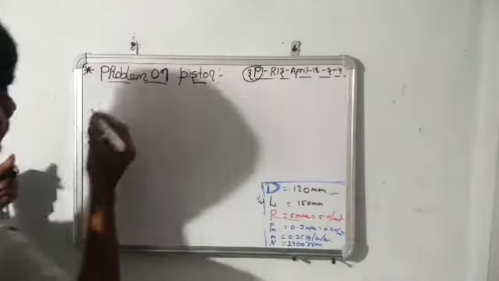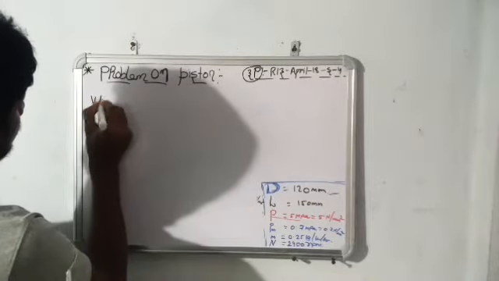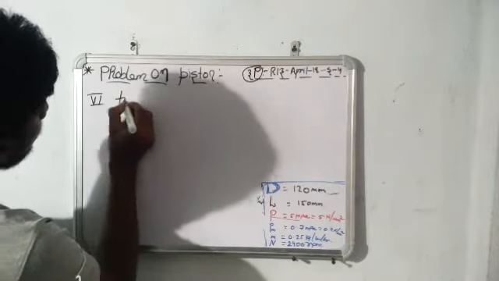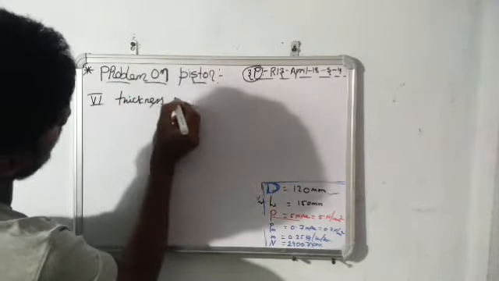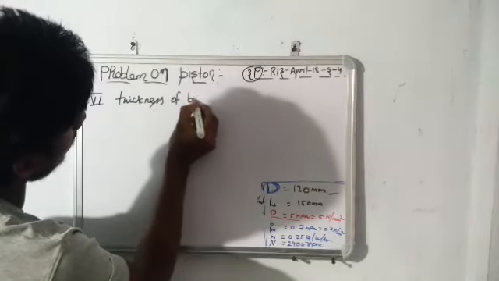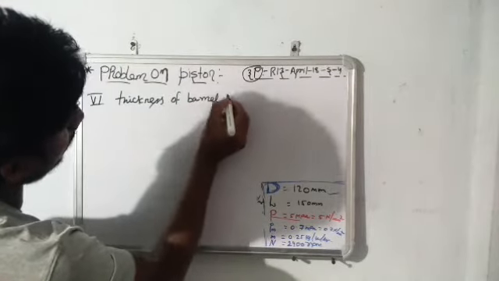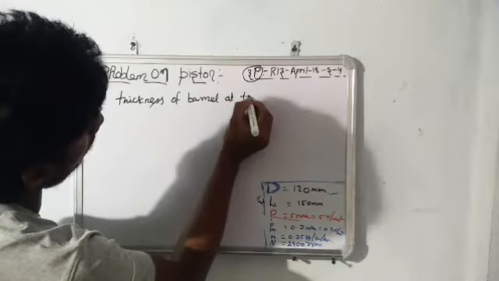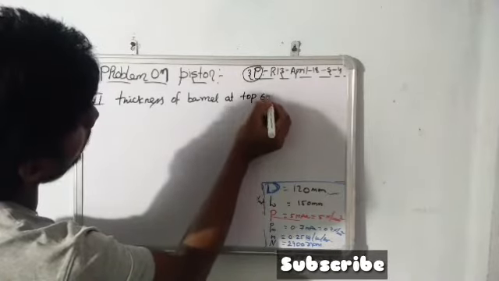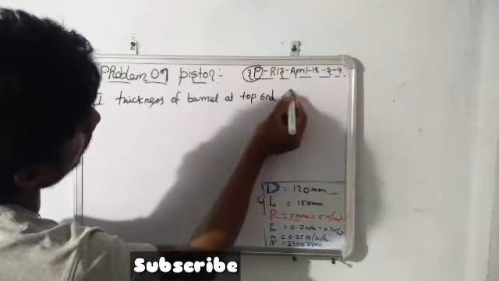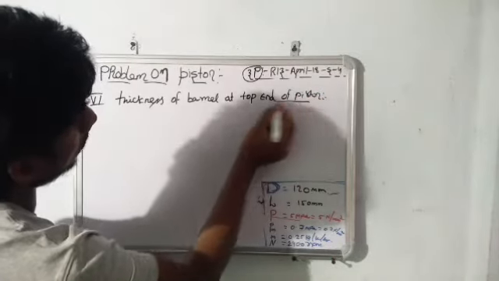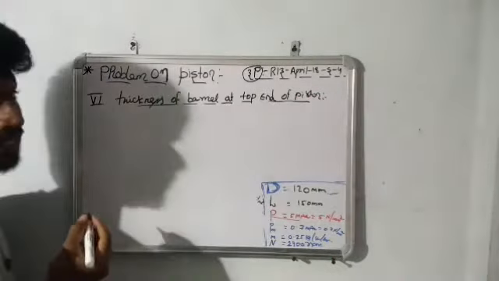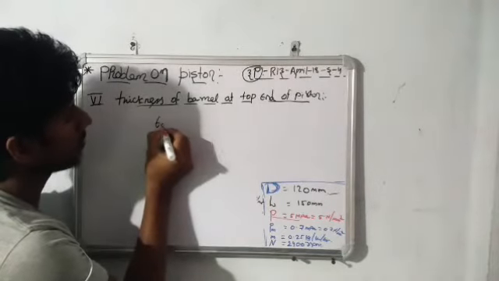That is the sixth step. Thickness of barrel at top end of the piston. It is denoted by T5.